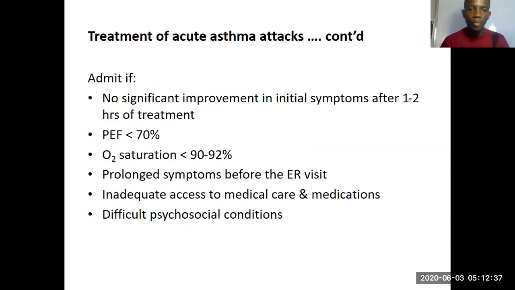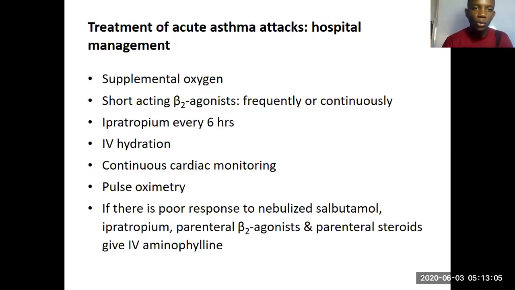When are we going to admit a patient? If there is no significant improvement in initial symptoms after 1 to 2 hours of treatment, if the PEF is below 70%, oxygen saturation below 90 to 92%, prolonged symptoms before the ER visit, that's what ER means, the emergency room visit, inadequate access to medical care and medication, and difficult psychosocial symptoms.